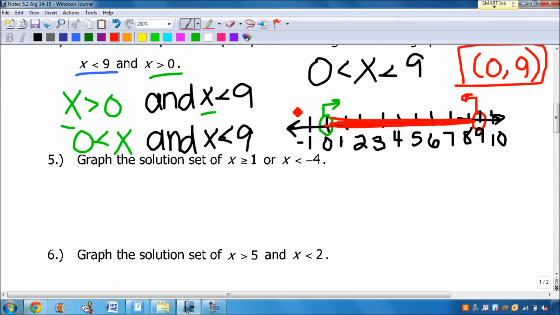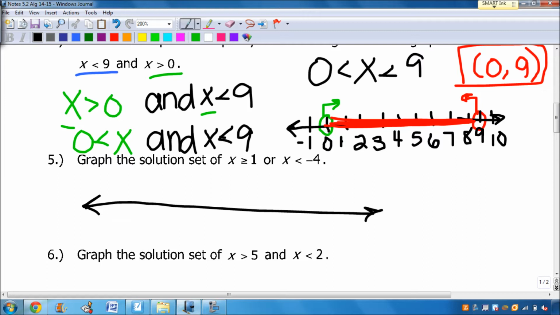Okay? All right, and number 5, graph the solution set of x is greater than or equal to 1 or x is less than -4. So for this question right here, I cannot combine these together because it's an or problem. I'm still going to start it out the same way we started all of our other questions out. So I'm going to go from my smallest number to my largest number.